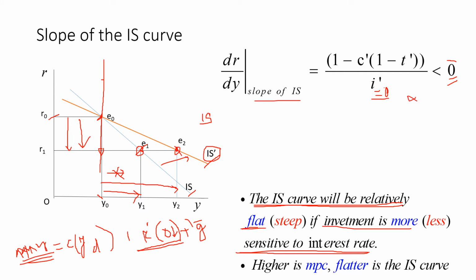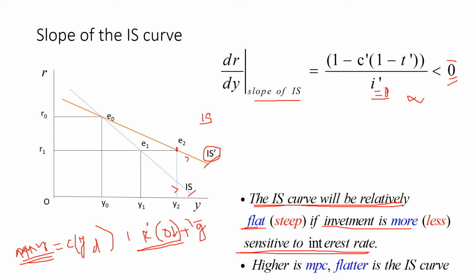And if you put I prime equal to 0, so something divided by 0, this tends to infinity, undefined, and that means this is vertical. So the IS curve is vertical. These are two extremes. The IS curve can be horizontal if I prime tends to infinity, and the IS curve is vertical when I prime is equal to 0. There is no sensitivity at all. So this is how you explain the slope of the IS curve in terms of sensitivity of investment.